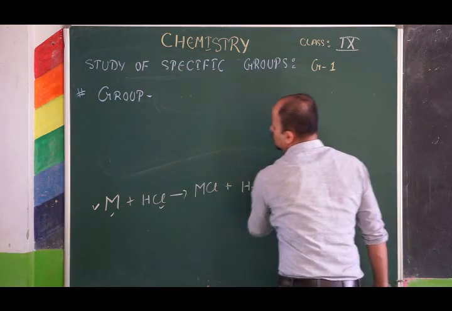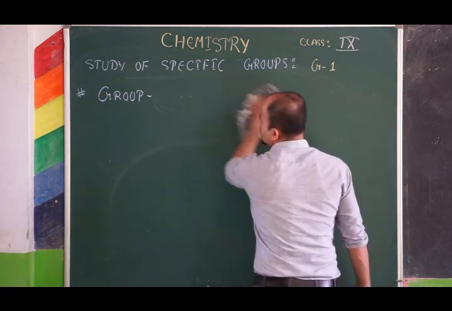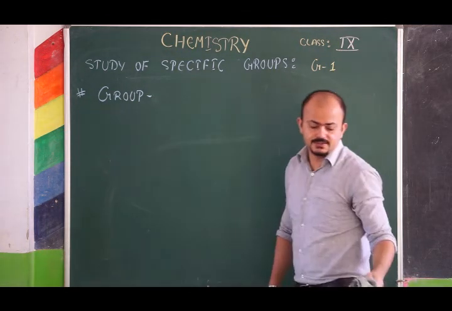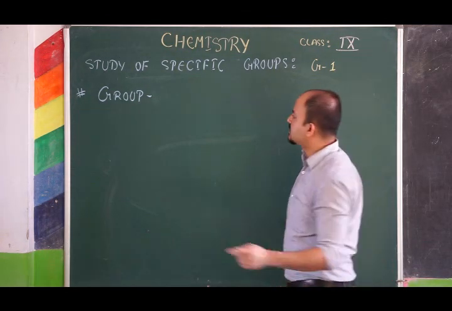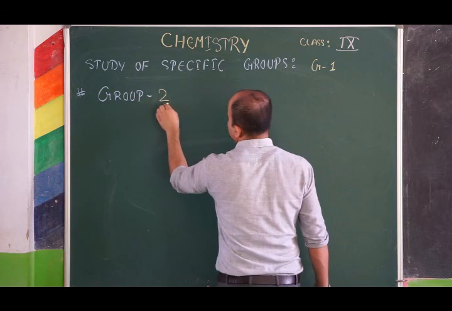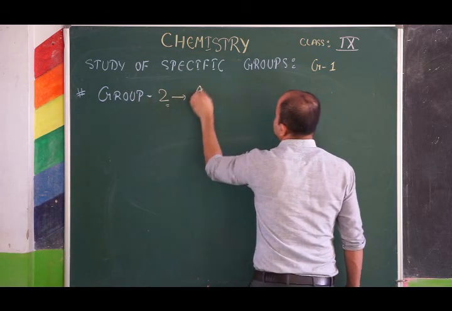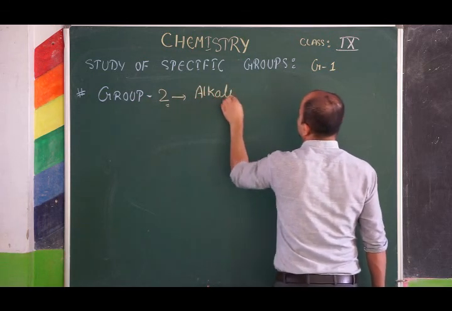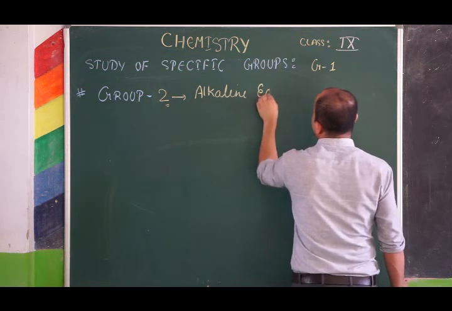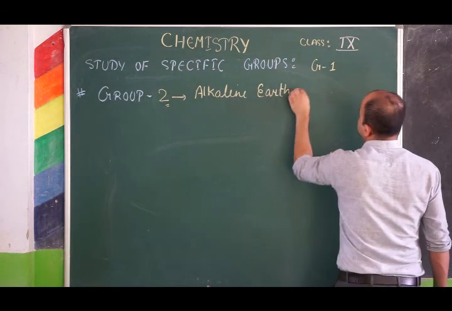Group 1 and group 2, since they are metals, most of the properties are similar. Now group 2 is known as the alkaline earth metals.